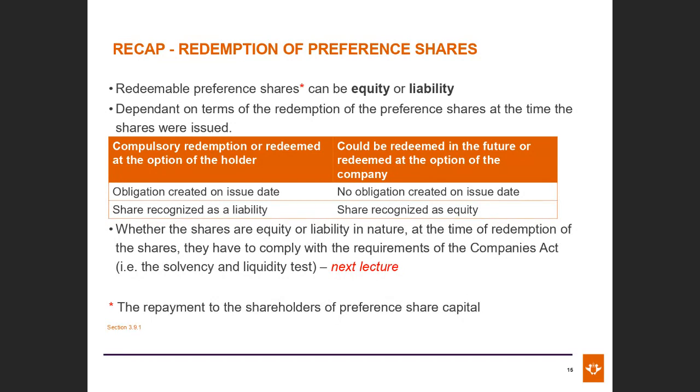Okay, so when you have a redeemable preference share, you need to look at the terms when it was issued. Is there an obligation? If there's an obligation or the holder has the option to redeem it, then you're to recognize that preference share as a liability. However, if there's no obligation, then the share is going to be recognized as equity.